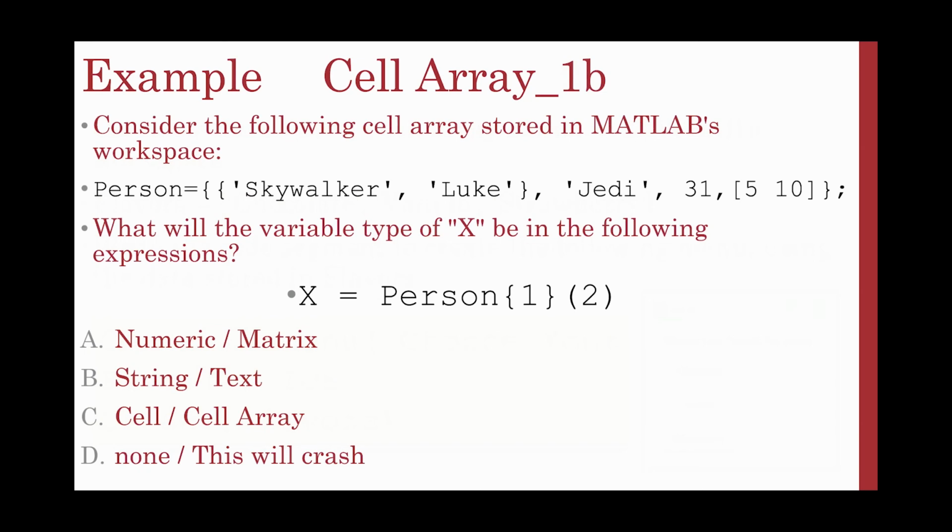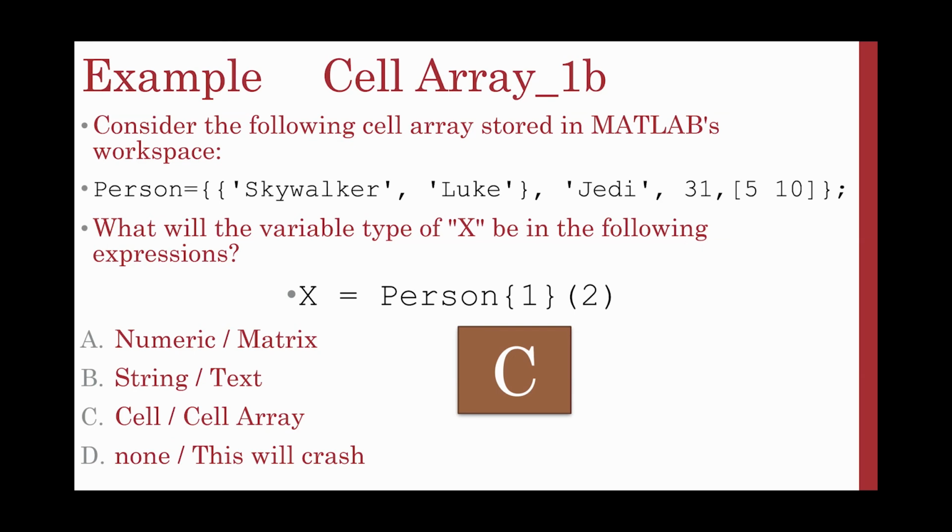And what is it going to do? Well, it's going to extract the second part of our first cell, which is a cell array, but since we put it in parentheses and not in curly brackets, we're still in a cell array. If you wanted to get the text of Luke out, you would have to put that 2 in curly braces as well. So that's really it for cell arrays.